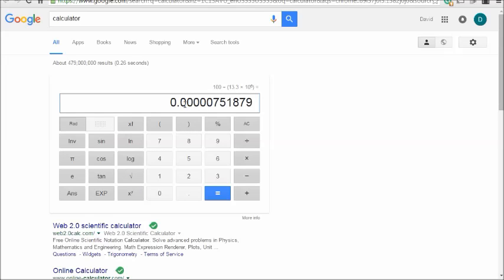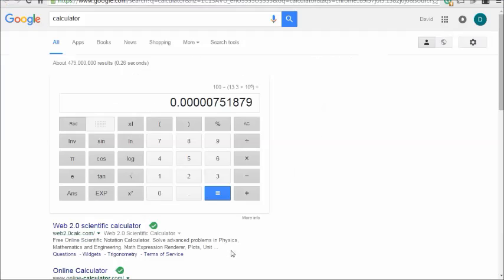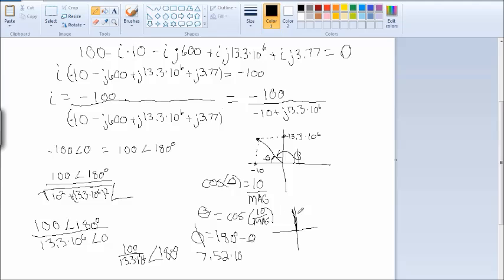Oh, of course, it gave me a nice format. So 1, 2, 3, 4, 5, 6. So that's 7.52 times 10 to the negative 6. 7.52 times 10 to the, did we say negative 6? Yeah. To the negative 6, angle 180 degrees.